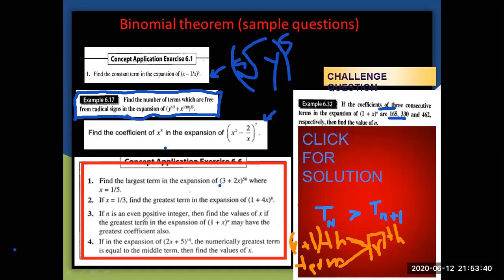If n is an even positive integer, then find the values of x for which it may have the greatest coefficient also. Okay, I'll do the second question just to show how to find the greatest term in a binomial expansion, and then I would actually call it off because we have done a lot of questions now.